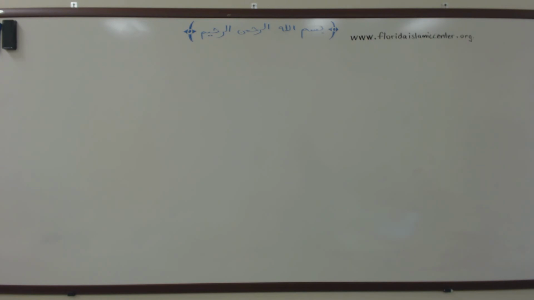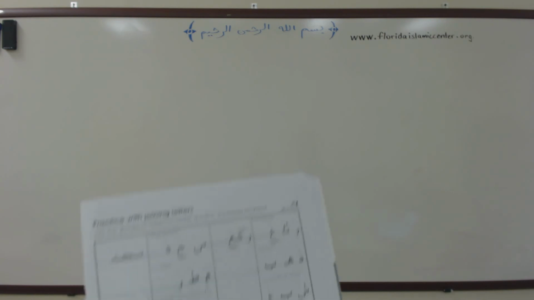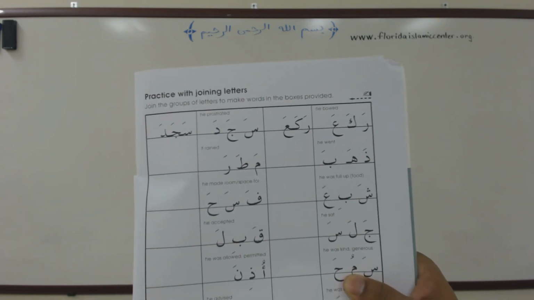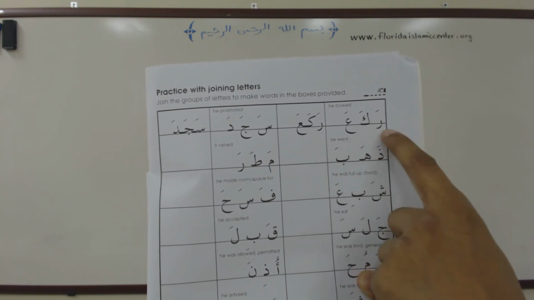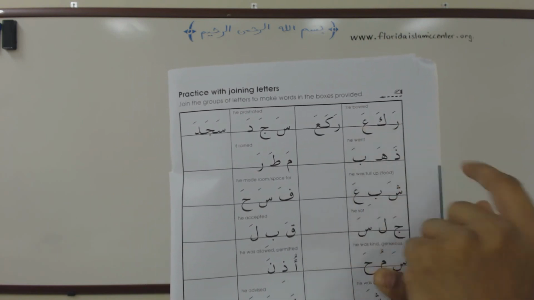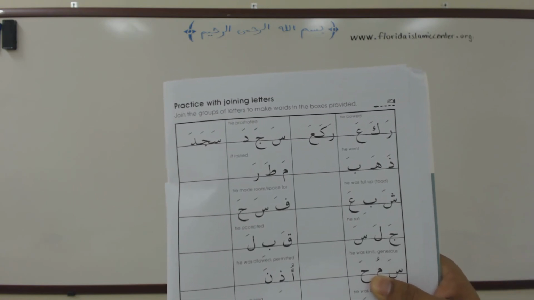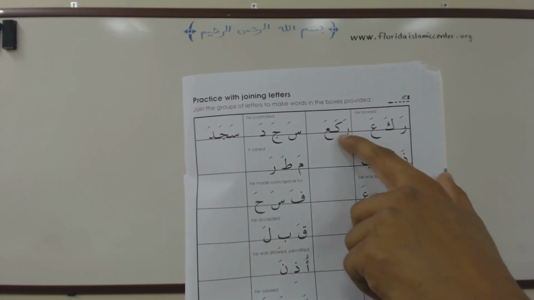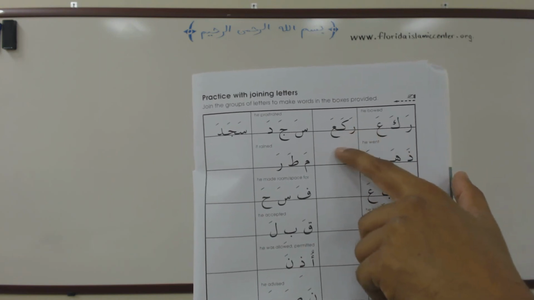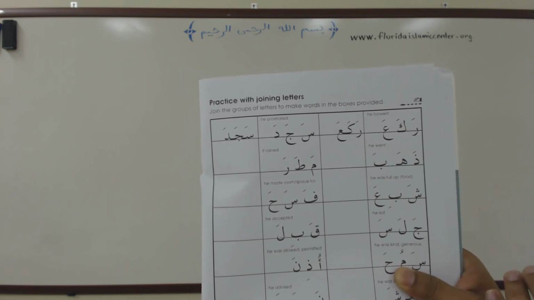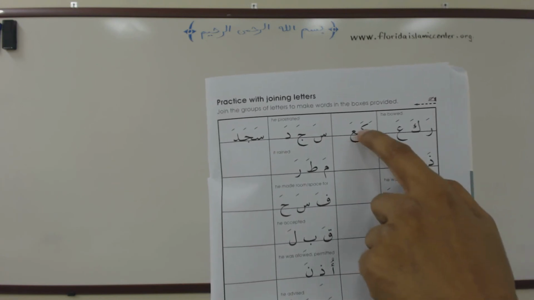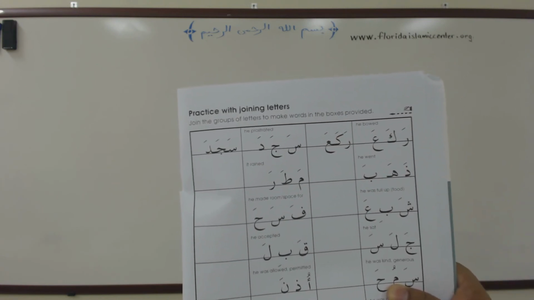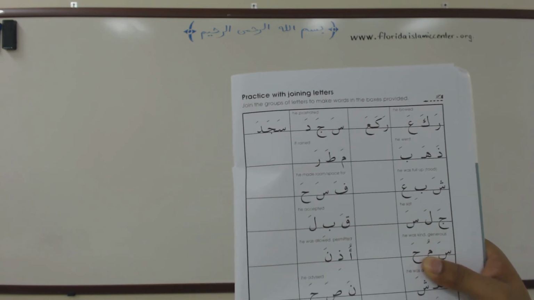Okay, now the next thing we're going to do, we're going to practice some more of these words, pronounce them, and for homework you're going to have to write them, join them. So like you see on page number 38, we have the word raka'a, which means to bow, like when you pray and so on. Look at how it's written when you join it. Ra, nothing joins to the ra, to the left of it. And then the kaf and the ayn are joined. Raka'a.